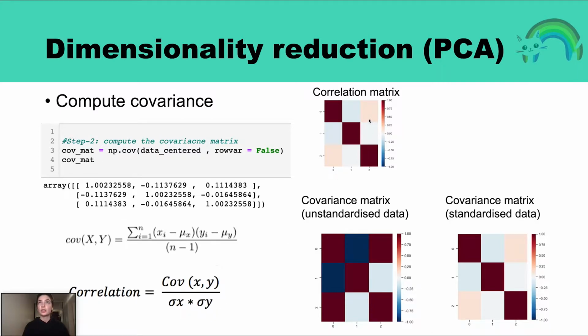So we can see the correlation matrix here for our 3 features. If we compute our covariance on the unstandardized data, we note that it's quite different. However, if we compute it on the standardized data, so we've already actually performed this division by standard deviation and we've transformed our data to have a standard deviation of 1, then our covariance matrix is actually just our correlation matrix.